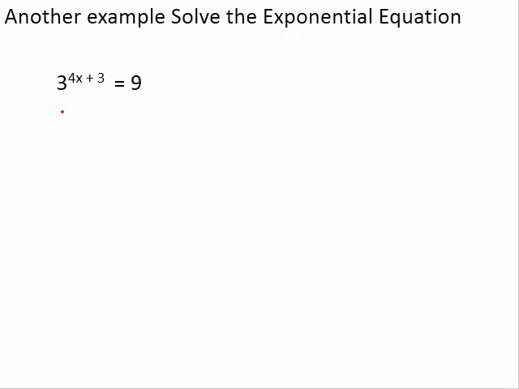So just like the previous two, we have 3 to the 4x plus 3 equals 9. We have an exponential on one side and a number on the other. So we want to turn 9 into 3 to some power. You may not even need to factor 9 because you'll notice that 9 is 3 times 3, or 3 squared. So 3 to the 4x plus 3 is equal to 3 squared.